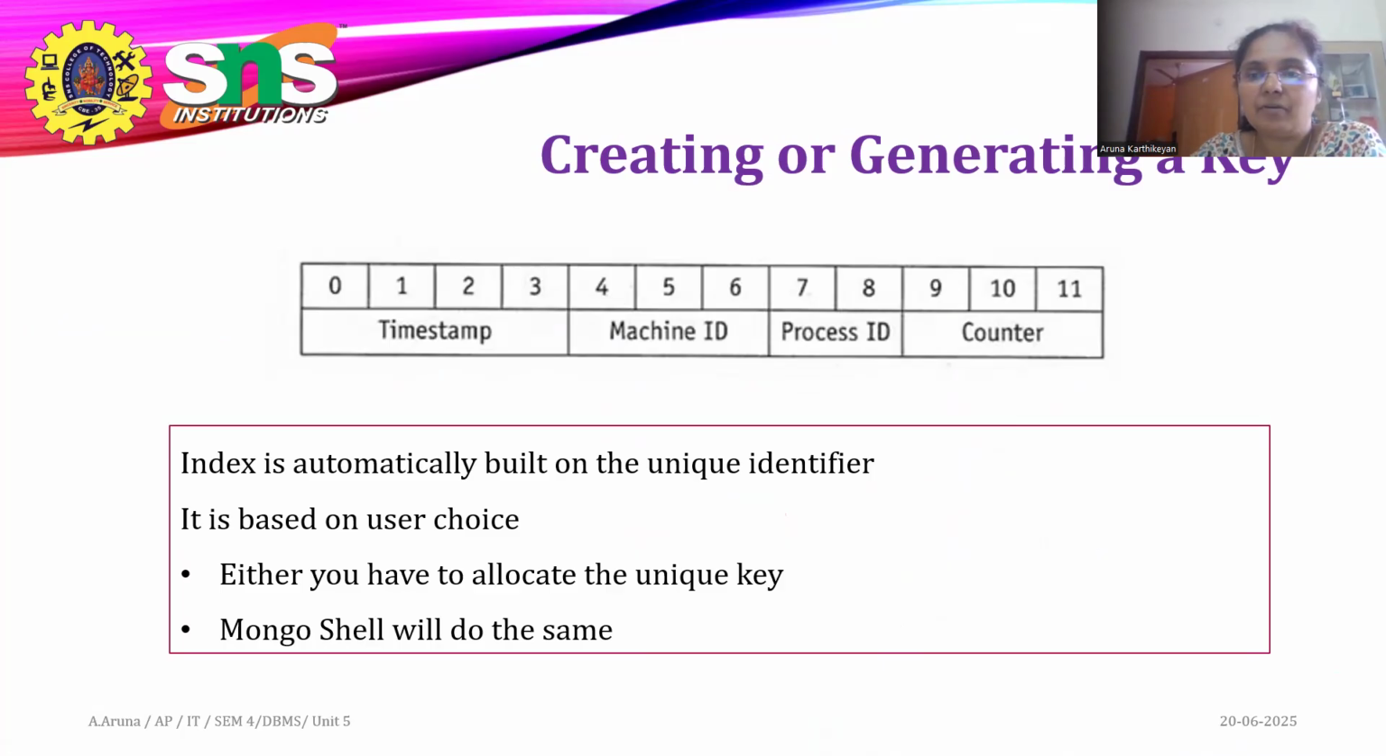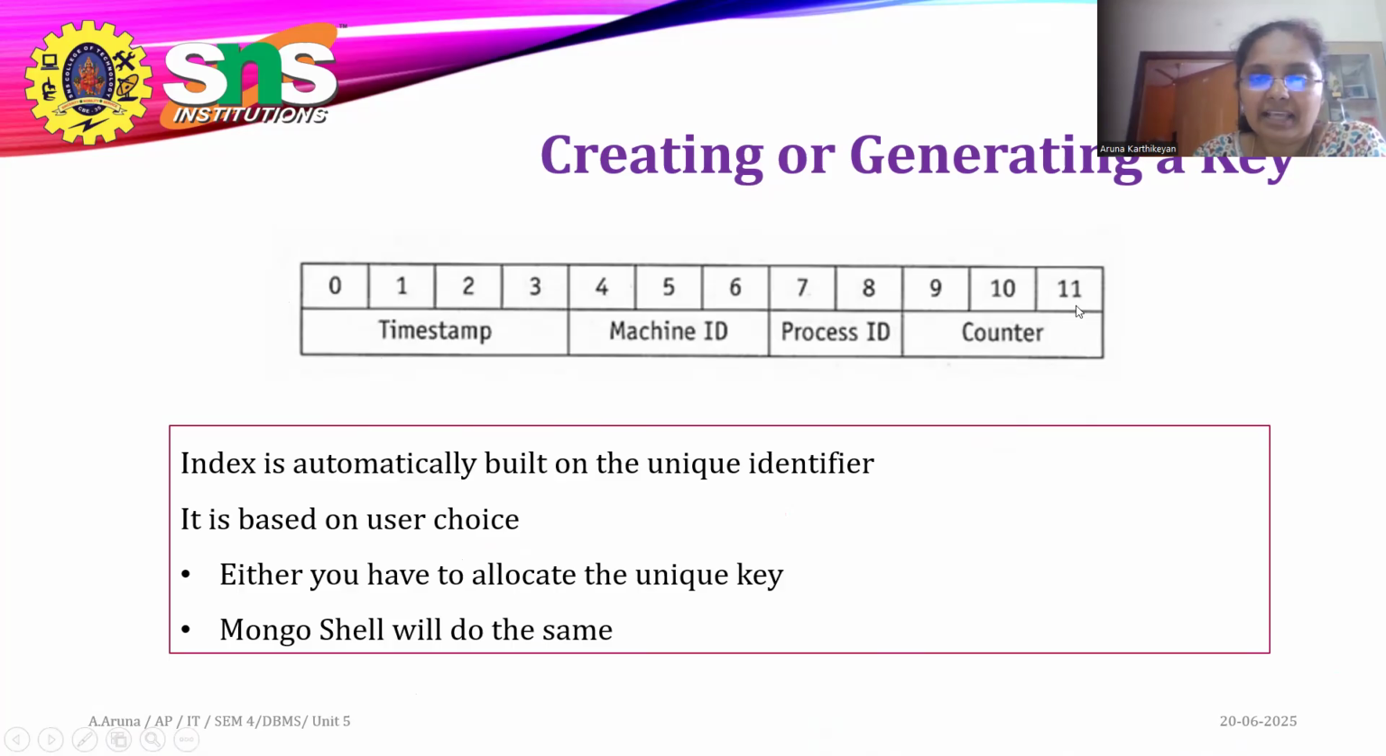This is a major advantage of using an index over here. So how can it create an index? It is automatically created when creating a database collection itself. It is a unique identifier. How it can be created is based on two choices: either we allocate the unique key, or the Mongo shell will do it. Either we have to allocate it or it can be done automatically.